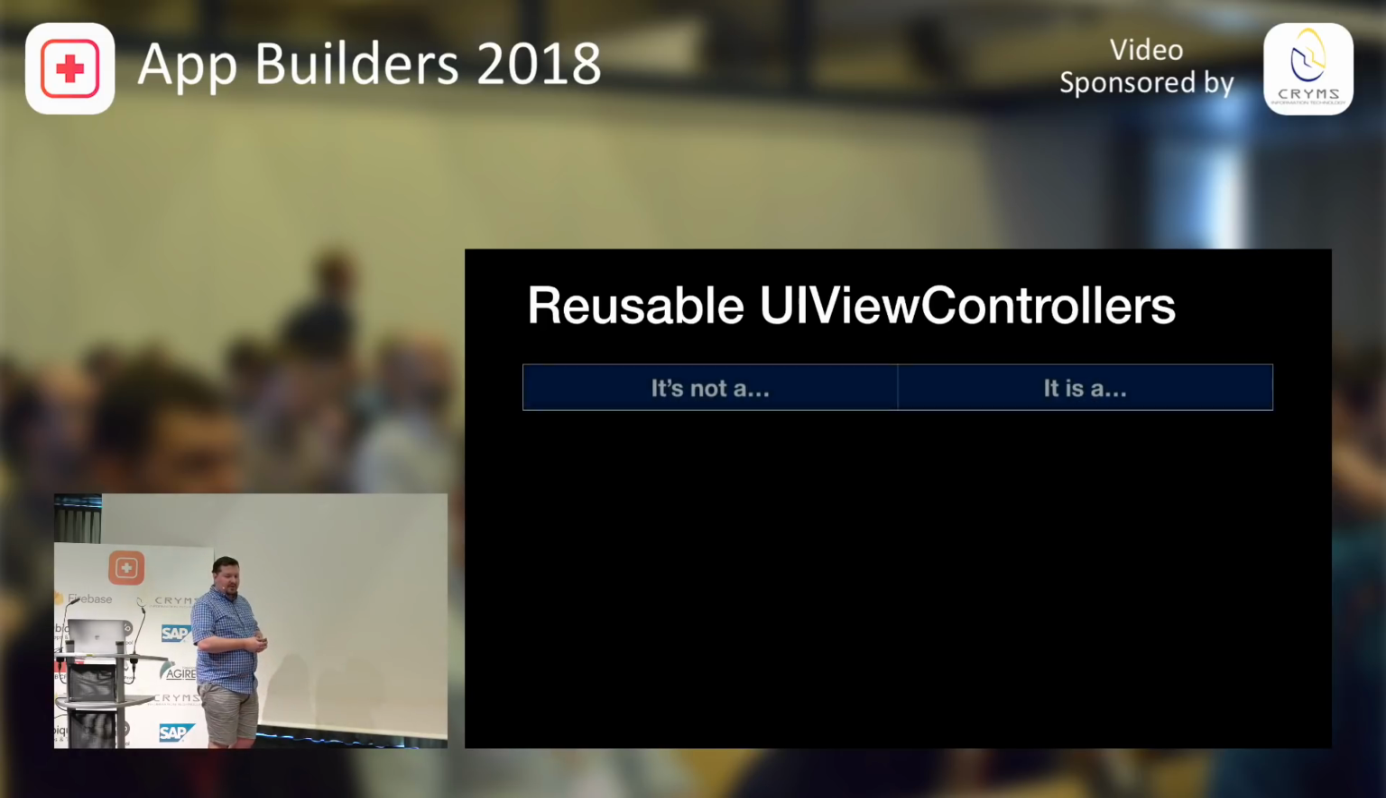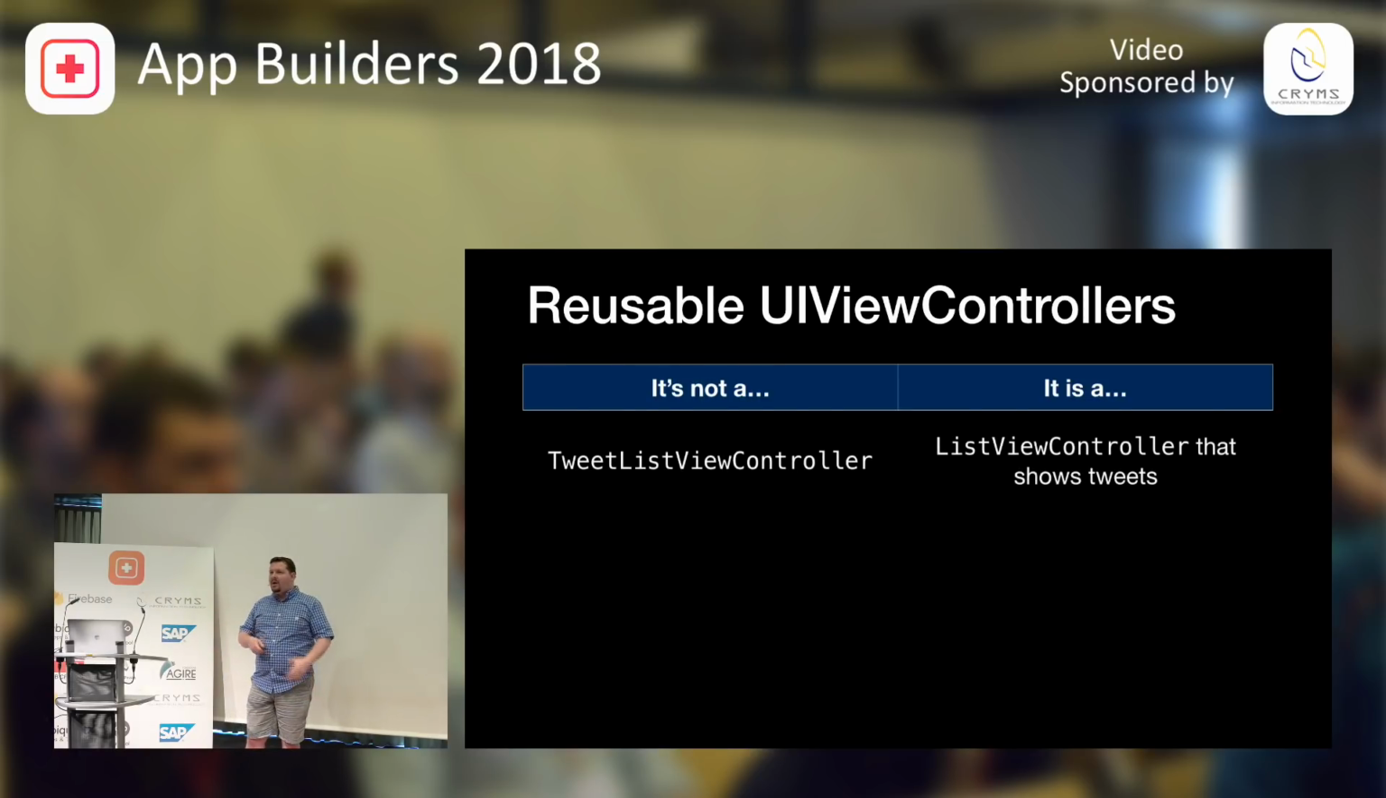Well, if we consider a couple of different scenarios where we have these view concepts, let's see if we can pull them apart into more reusable components. So for example, if we're writing a Twitter app, assuming they haven't killed the API yet, we might want to write a tweet list view controller. But that would be a sort of thing that would really only be used once. So instead, let's make a list view controller that happens to show tweets.